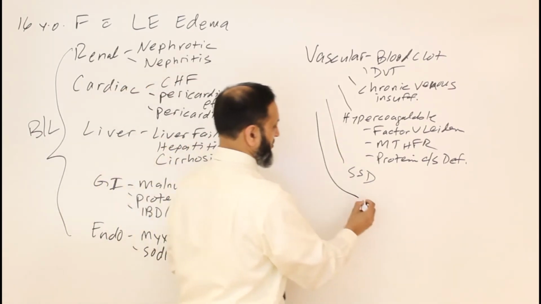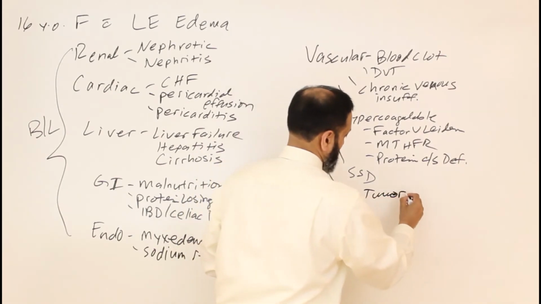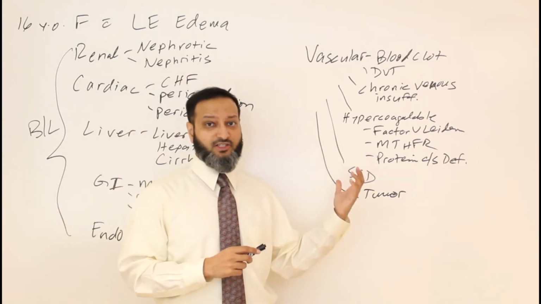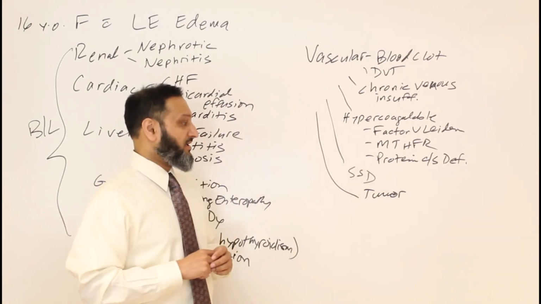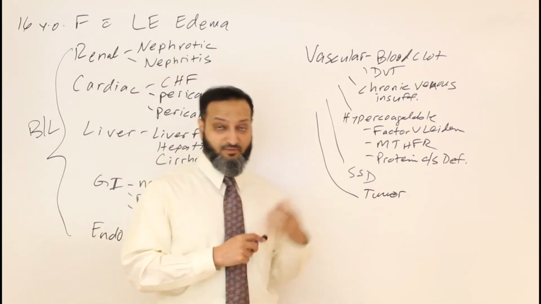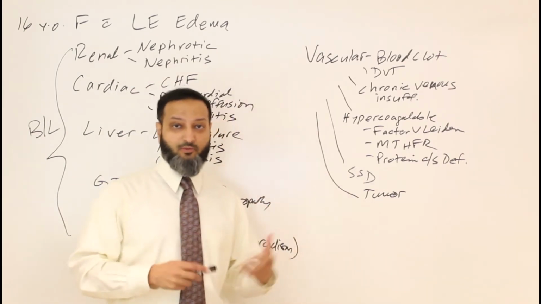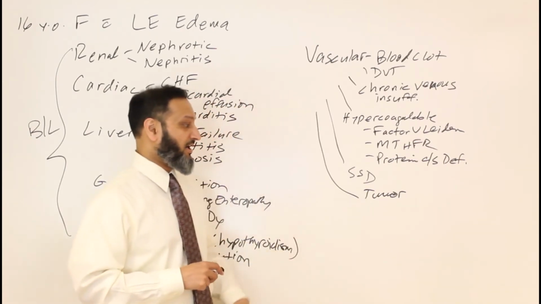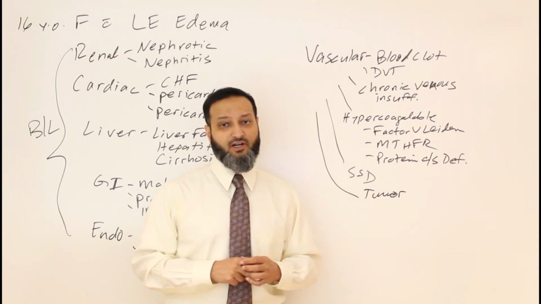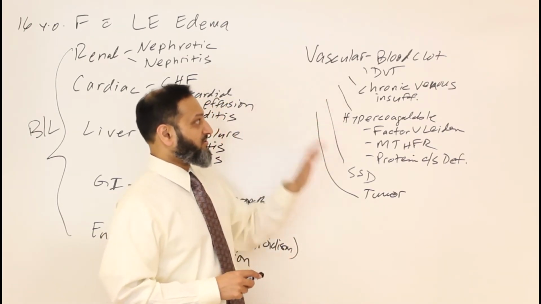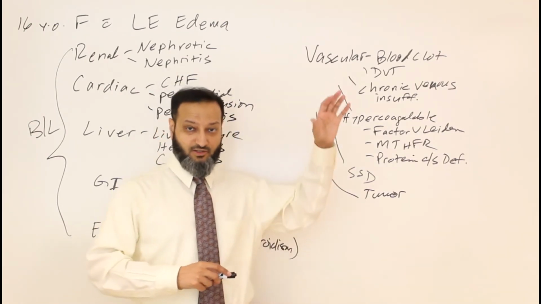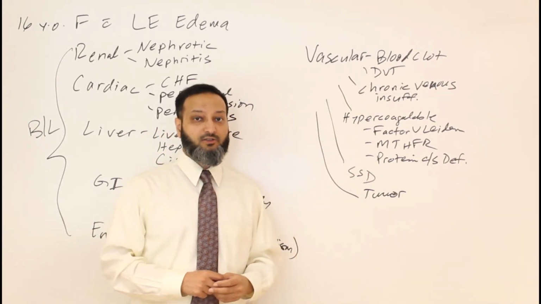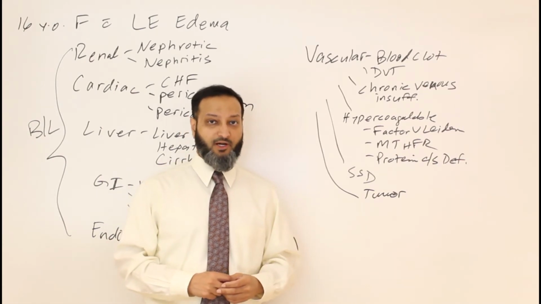And additionally, she could have some sort of tumor that's causing extrinsic compression on the vascular system, causing venous stasis or edema as a result of some sort of lymphoma or some sort of mass or something pushing on the vasculature, causing the unilateral swelling as well. So these are some things you have to think about: vascular causes of unilateral edema when a patient presents with unilateral lower leg swelling or edema.